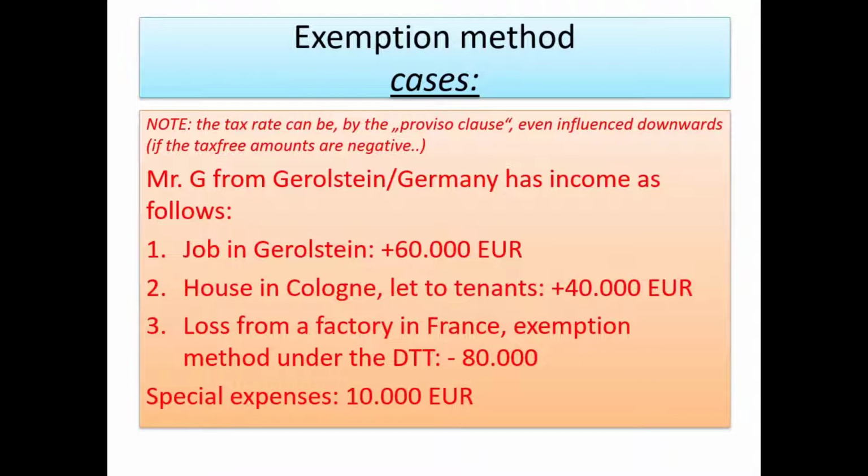So here we have Mr. G from Gerolstein in Germany, and he has income from the following activities: a job in Gerolstein, a house in Cologne, which has led to tenants, and a loss from a factory in France, where the exemption method applies under the double taxation treaty, and special expenses amount to 10,000. So let's have a look how that will be dealt with.